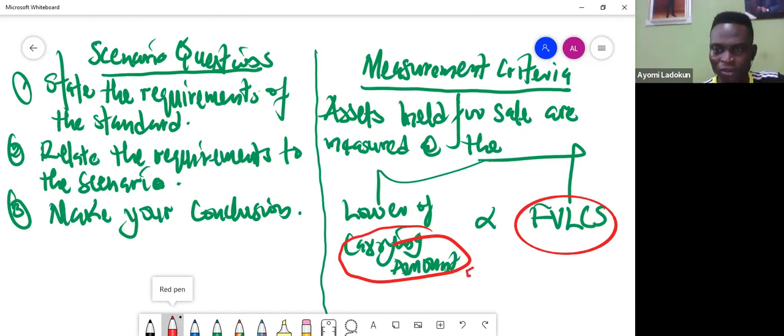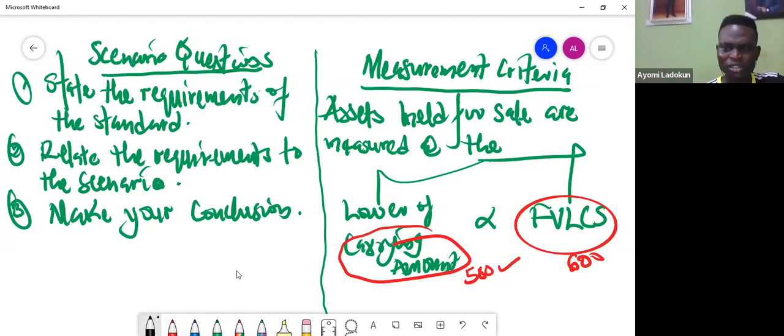So let's say the carrying amount of the asset is 500 and the fair value less cost of sale is, let's say, 600, okay? So which one is lower? Obviously, 500 is lower. So I'll continue to carry the asset at 500. But let's assume that the carrying amount is 500 and the fair value less cost to sell is 400. So fair value less cost to sell is lower. So I will write this asset down from 500 to 400, because 400 is lower.